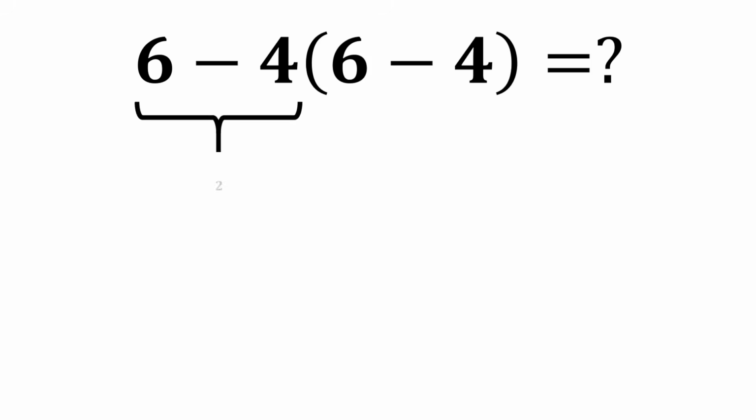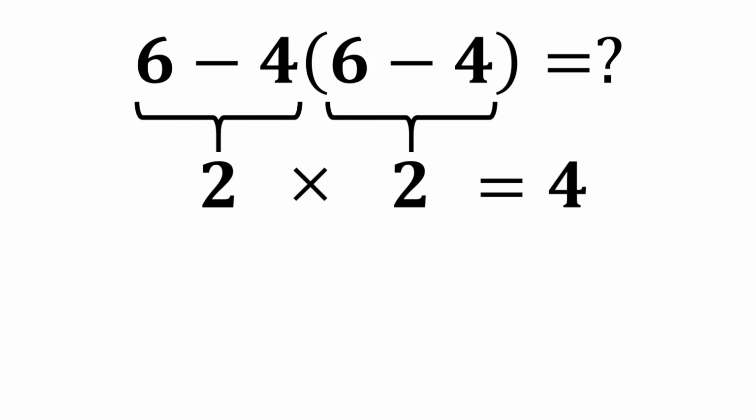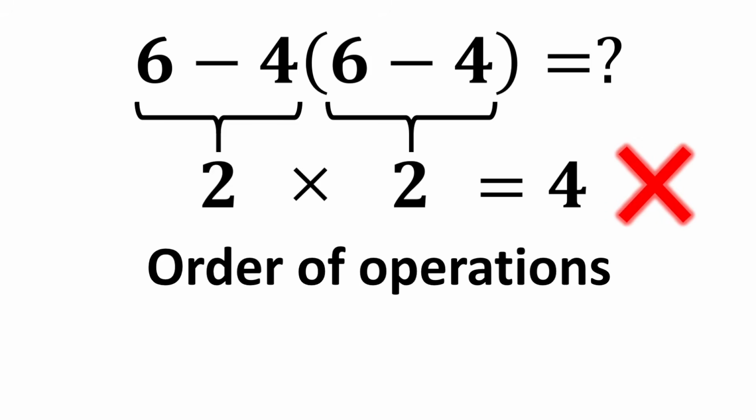6 minus 4 equals 2. And then, inside the parentheses, 6 minus 4 also equals 2. Finally, 2 times 2 equals 4. But this answer is not correct, because we did not follow the order of operations, which is one of the most important rules in mathematics.